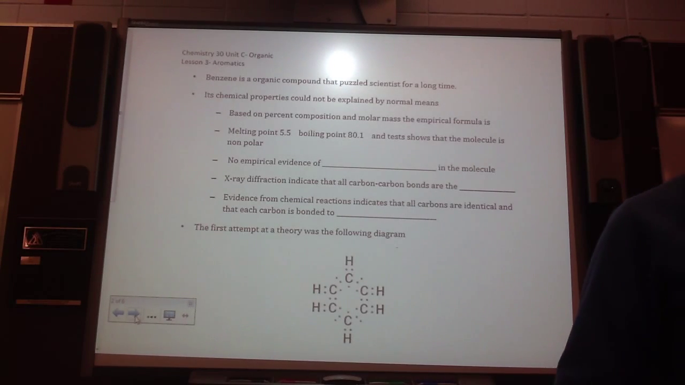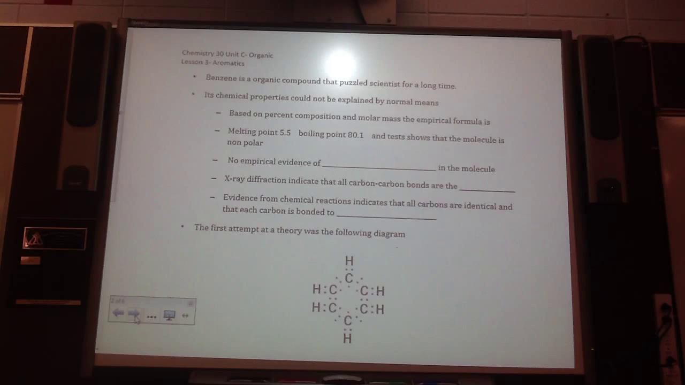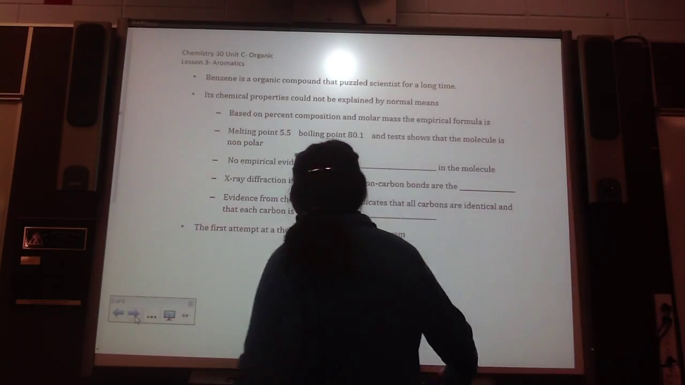Benzene is an organic compound that puzzled scientists for a long time. Its chemical properties could not be explained by normal means. Its melting point is 5.5 degrees and its boiling point is 80.1 degrees. Tests show that the molecule is nonpolar, with no molecular evidence of triple or double bonds in the molecule.